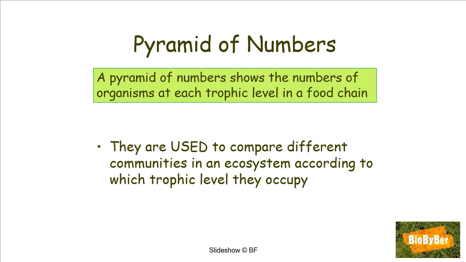Now, a pyramid of numbers shows the numbers of organisms at each trophic level in a food chain. They are used to compare different communities in an ecosystem according to the trophic level they occupy. What does this mean? Well, I like to think of it like this.